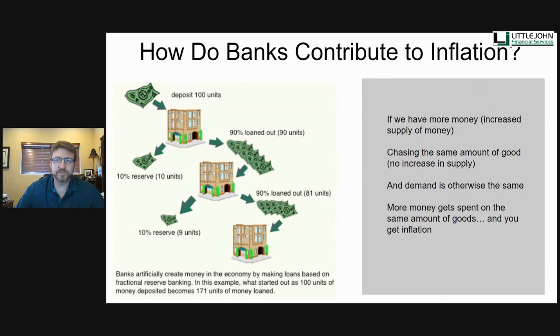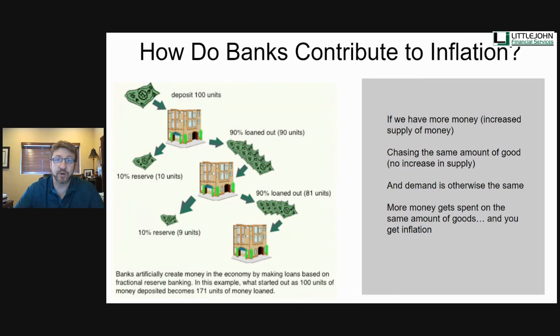Okay, so we know if there's more money in circulation chasing the same amount of goods, and the demand is otherwise unchanged, the more money gets spent on the same amount of goods, that's how we trigger inflation. So that's kind of the summary for the day. If you think about it, inflation is all around us. And really what's far more dangerous is deflation.